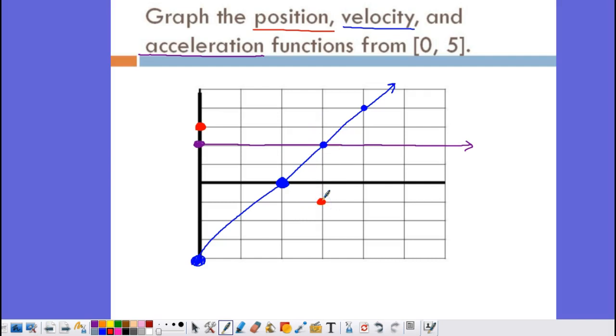So this is 1, 2. 1, 2, 1, 2, 3, 4. So again, this is kind of like your axis of symmetry. So you go 1, 2 that way, and get your other point at 3.